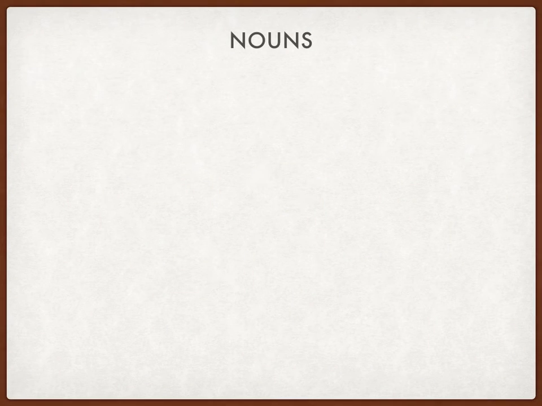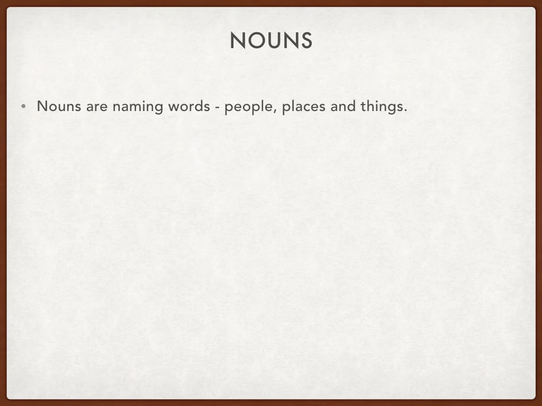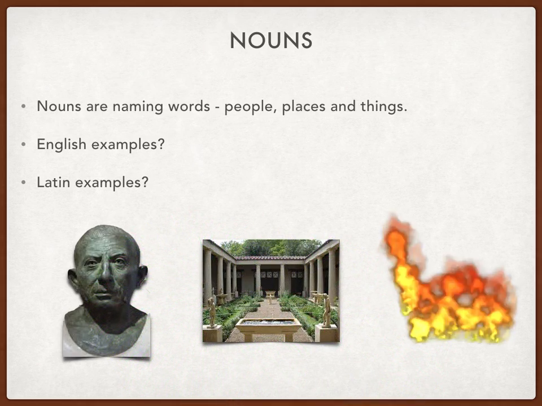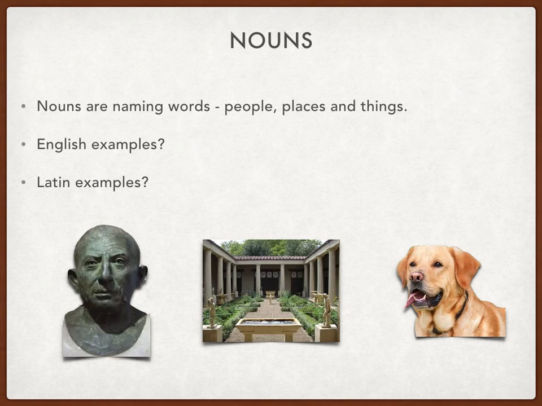First, a bit of background. You should already know about nouns and what they are. They're naming words and they're used to describe or refer to people, places and things. See if you can come up with some examples in English as well as in Latin. I've got a few pictures here to get you inspired. In case you're struggling for inspiration, we have Caecilius. Here we have a villa, or house in English, and canis, or dog.